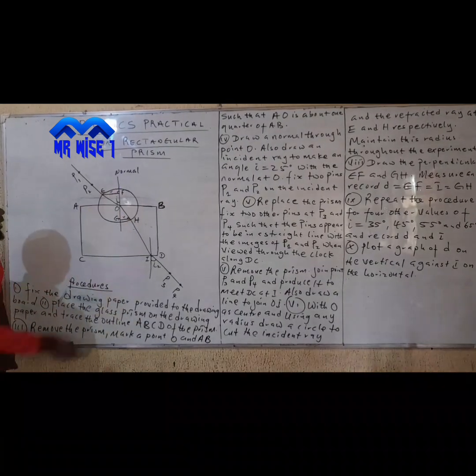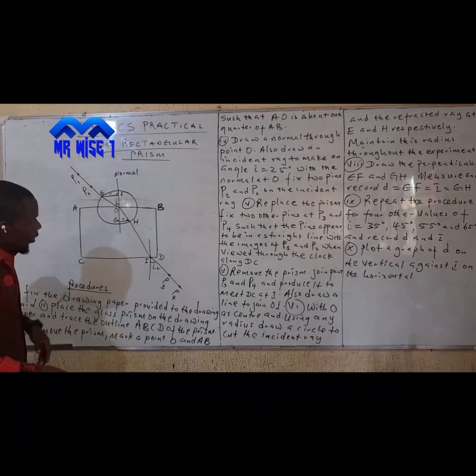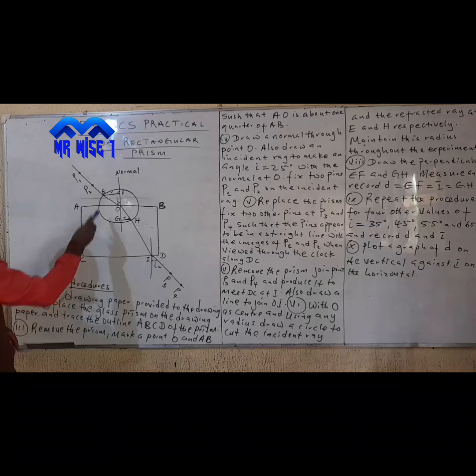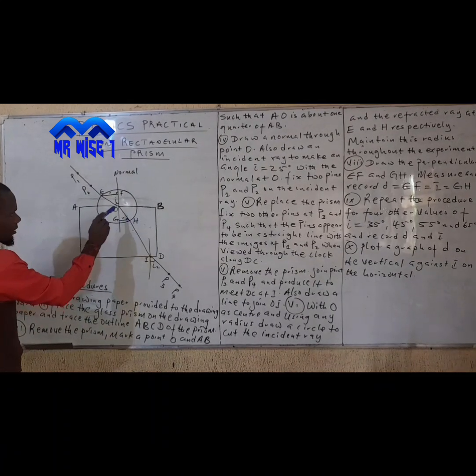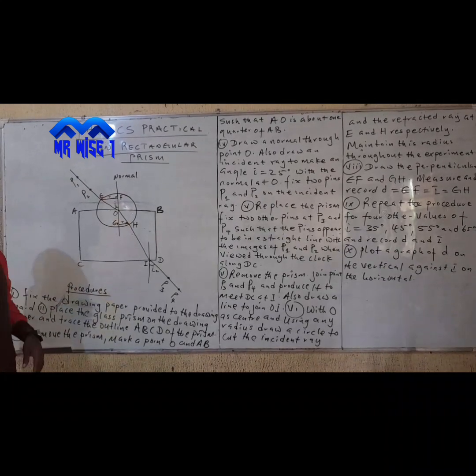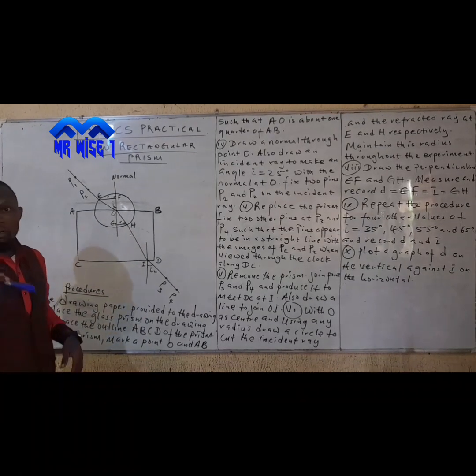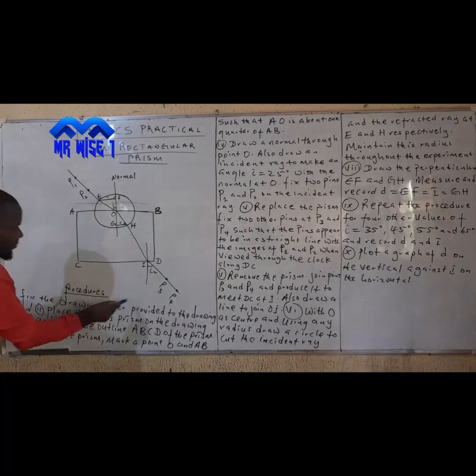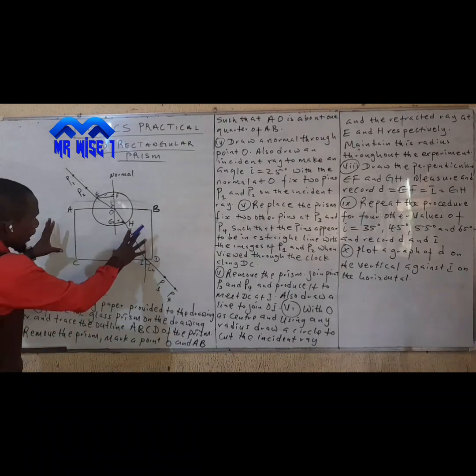I have my normal here. I have an incident ray. I have my angle of emergence. I have my angle of incidence. My EF is my radius, and my GH is also my radius. This is the radius on the angle of incidence, and this is the radius on the angle of refraction. So this is my first pin, second pin, my third pin, and my fourth pin.